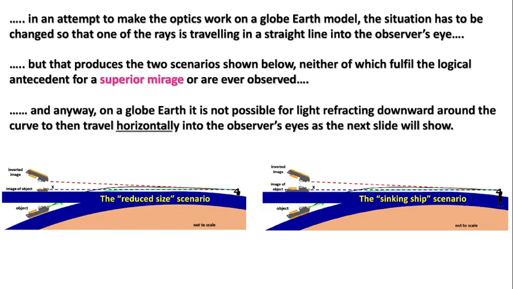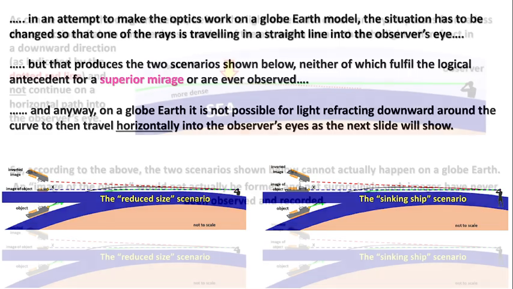So, in an attempt to make the optics work on a globe Earth model, the situation has to be changed so that one of the rays is traveling in a straight line into the observer's eye. But that produces the two scenarios shown below, neither of which fulfill the logical antecedent for a superior mirage or are ever observed. And anyway, on a globe Earth, it is not possible for light refracting downward around the curve to then travel horizontally into the observer's eyes, as the next slide will show.